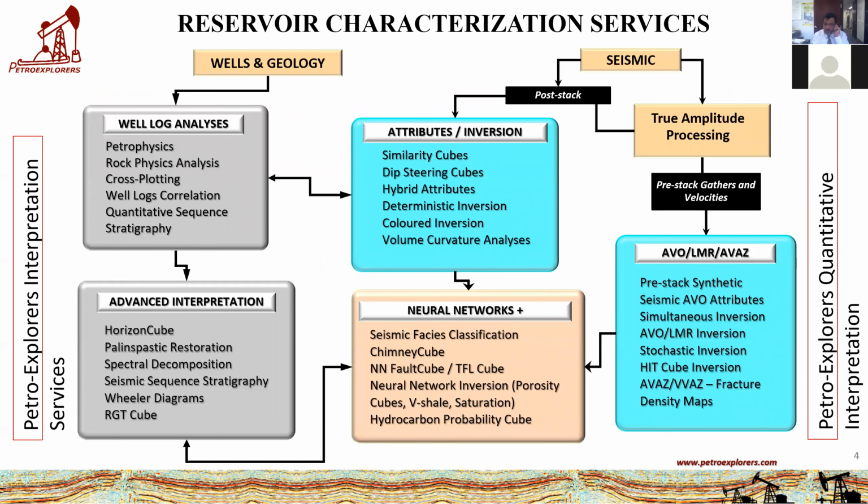So the services which we provide, for those who have attended talks before, include the quantitative side, where we do AVO, LMR, azimuthal AVO, and any of the pre-stack related inversions and post-stack related inversions, including deterministic, colored, stochastic, and the Hit Cube various inversions, and then neural network based analysis based on outputs from all these attributes, and the well log analysis or interpretation like sequence stratigraphy, spectral decomposition, Wheeler diagrams, RGT cube. They are all combined together using the neural network.